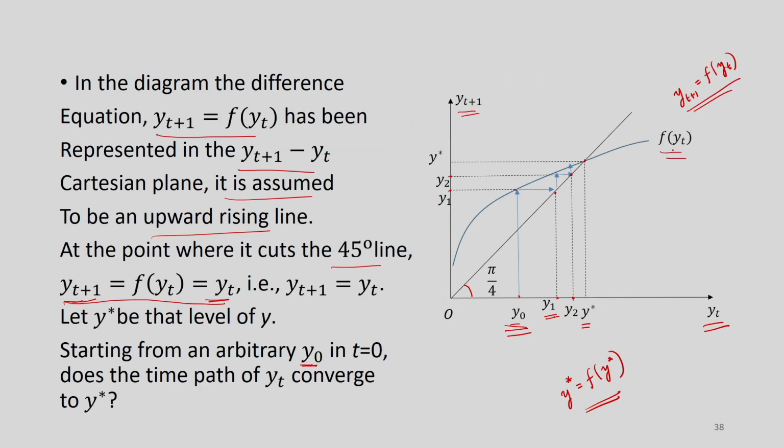The f function, I have purposefully drawn it in a manner that it is flatter than the 45-degree line, at least in the neighborhood of y star, at least where I have located y0. Now, if it is flatter, then it basically means that subsequently the gaps between y's will go on declining. So, what I mean by that is that the gap between y2 minus y1 is less than this gap, which is y1 minus y0. You can see that with your naked eyes in the diagram, but that is coming because the f function is a flat function.